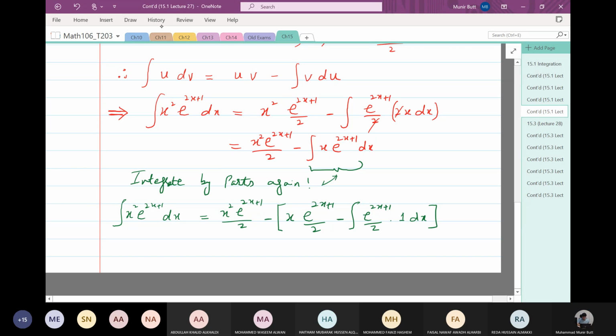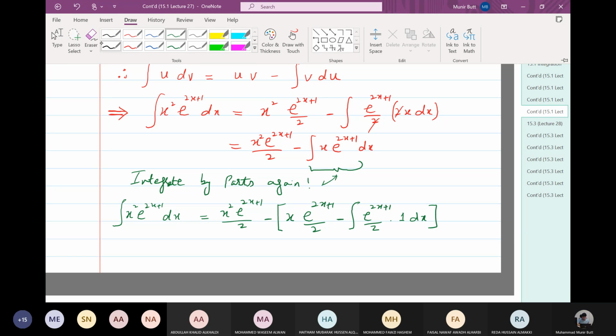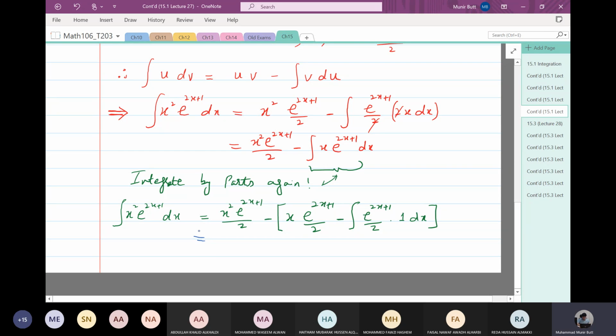Yes. And now in the last step, so what will happen? It is x square e to the power 2x plus 1 over 2, minus again x e to the power 2x plus 1 over 2, minus minus plus 1 by 2, and again integration of e to the power 2x plus 1 will be this one, and plus constant of integration. And you can take common e to the power 2x plus 1 and you can further simplify.